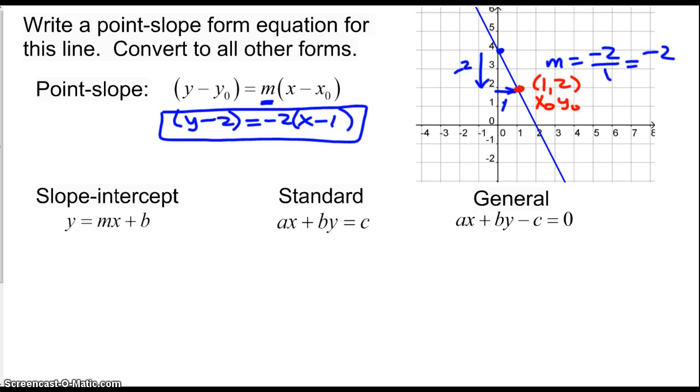So let me write what I know. I know the equation is this, but I want to convert it to slope-intercept form. So what would I do?